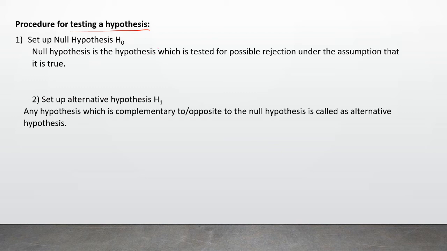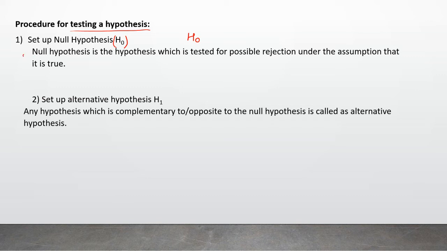Okay, setting up a null hypothesis, H naught. That null hypothesis is denoted by H naught, or H0 you can say. And what is this null hypothesis? This null hypothesis is any hypothesis which is tested for possible rejection under the assumption that it is true.